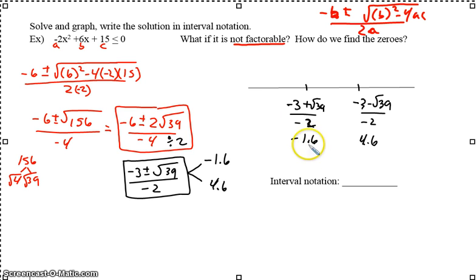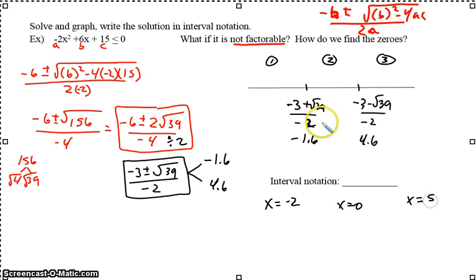Okay, now that I've done that, that divides my graph into 3 test zones, 1, 2, and 3. And then we can discuss which x values we're going to use. I'm going to use x equals negative 2 for the first zone, I'll use 0 in the middle, and I'll use 5 on the outside. I'm going to run out of time on this video, so I'll pick up on the next video with plugging these in to figure out where we shade.